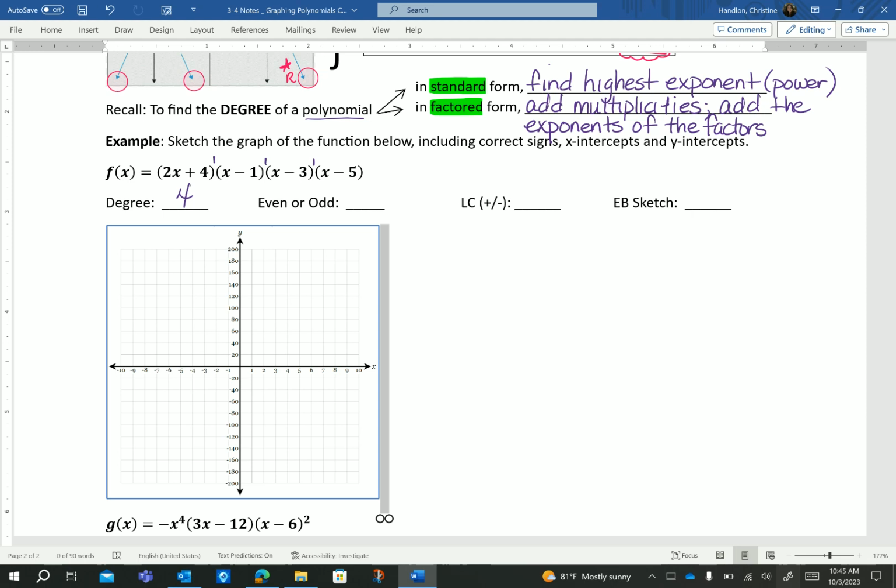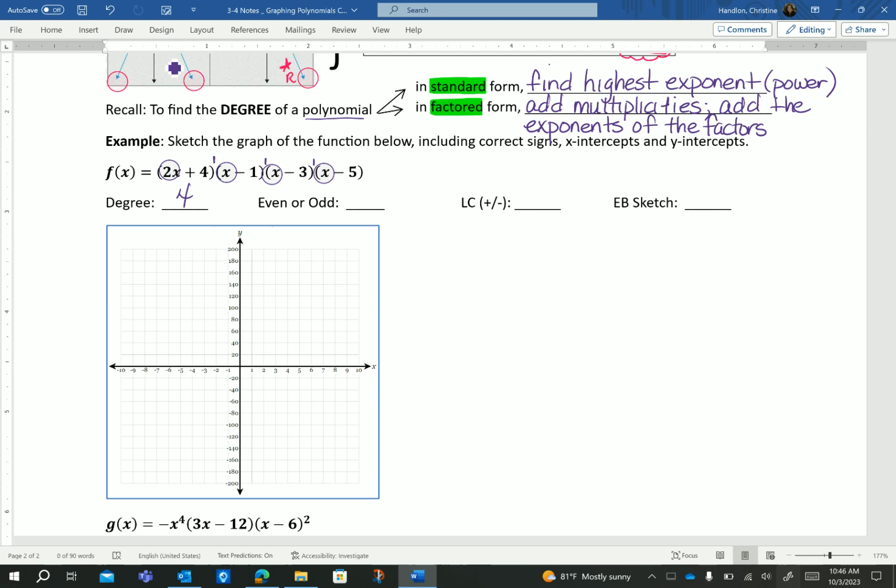which merely means if I distributed all these factors, the highest exponent would belong to a term that has x to the fourth power. Okay, which makes sense because 2x times x times another x times another x is going to be 2x to the fourth power. Okay, so that's just to give you an idea of what's going on.